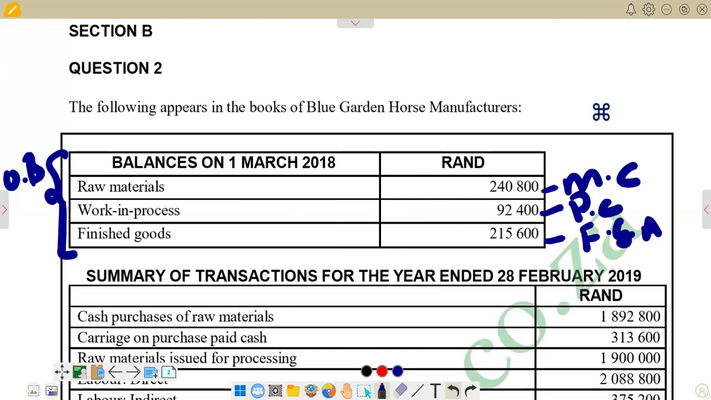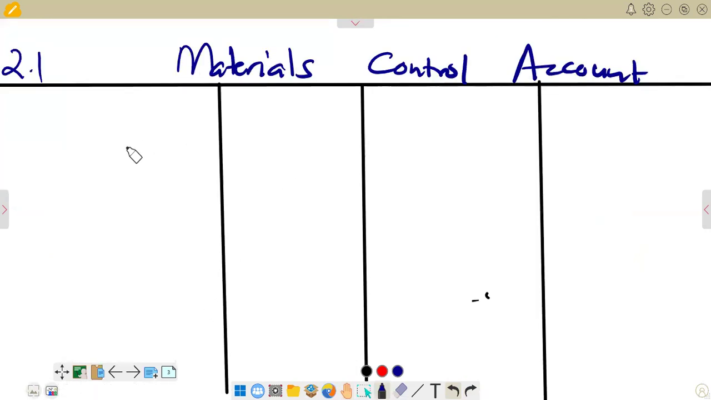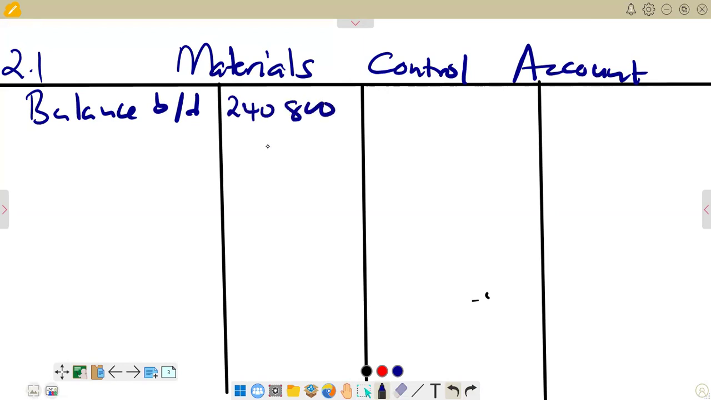So we can go to our answer section now and try to enter as such. We've got material control here. So we're going to have our balance BD, which is our opening balance in the material control, and we see that we've got 240,800 as our opening balance. So we are saying 240,800. Then we can as well try to look for our labor and the other balances.